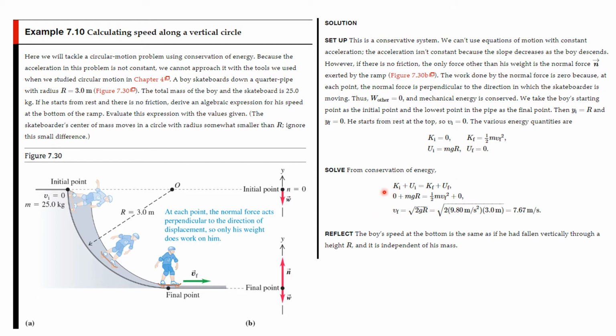So what we're going to do is set those two things equal. So K initial plus U initial, that's the potential energy, is equal to the kinetic energy final plus the potential energy final. We substitute those things in. The masses can cancel out. There's a 2 there. We know what g is, so we can solve for v sub f. It's going to be the square root of 2gR. I plug in all of those numbers and I get that the velocity at the bottom of this is 7.67.